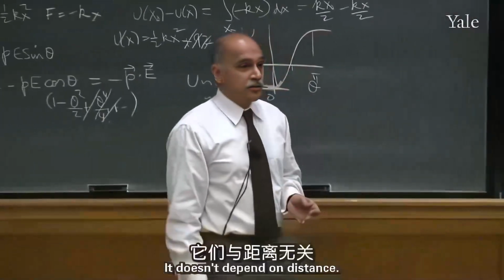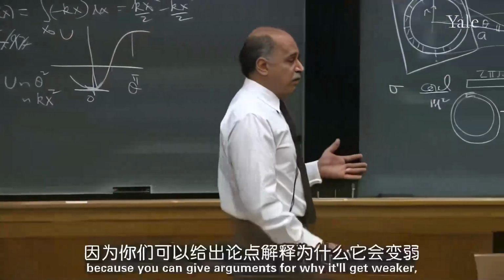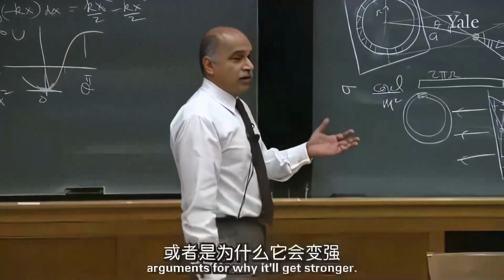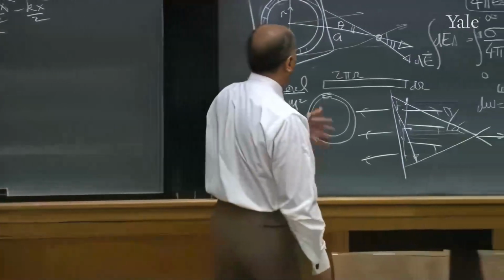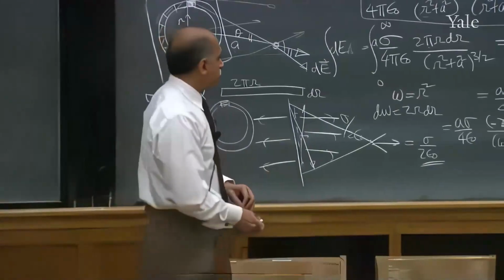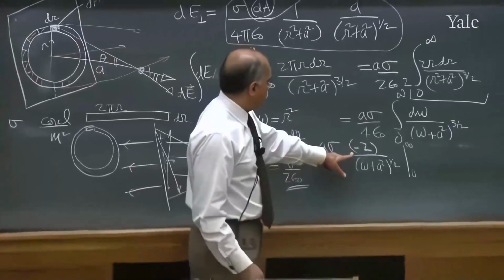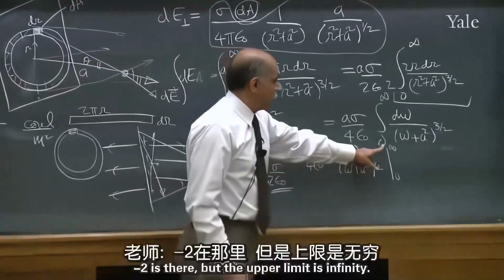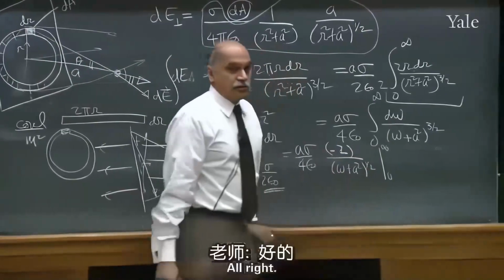It doesn't depend on distance. Now, unless you do the integral, you will not know it doesn't depend on the distance, because you can give arguments for why it'll get weaker, arguments for why it'll get stronger. The fact that it'll precisely be independent of distance, you have to do the calculation. Yes? What happens to the negative sign? Negative sign where here? Minus 2 is there, but the upper limit is infinity. Okay, all right.